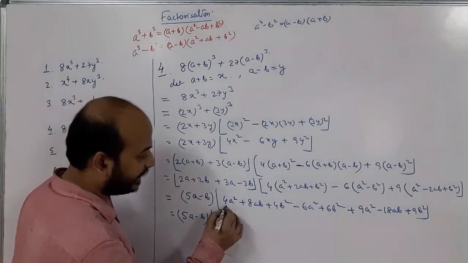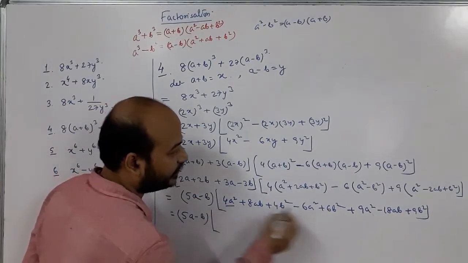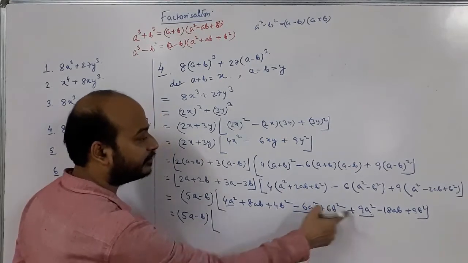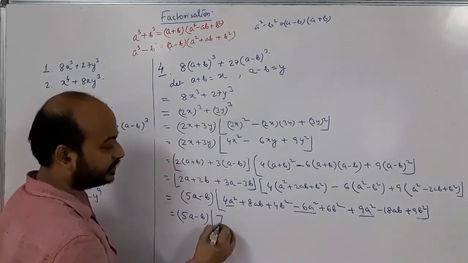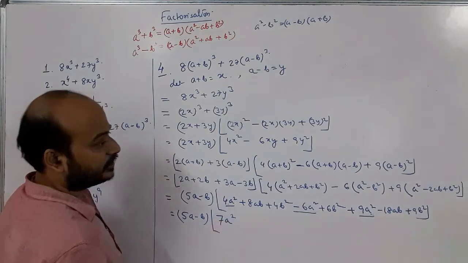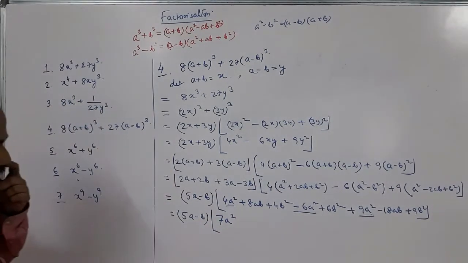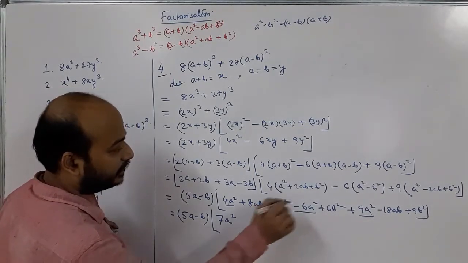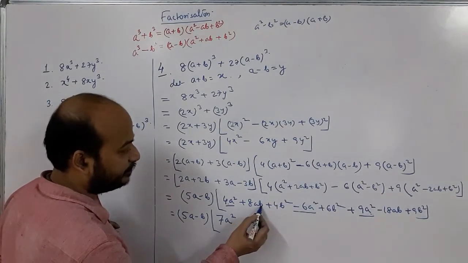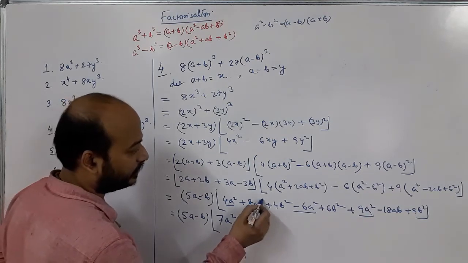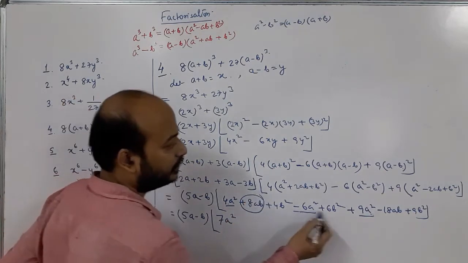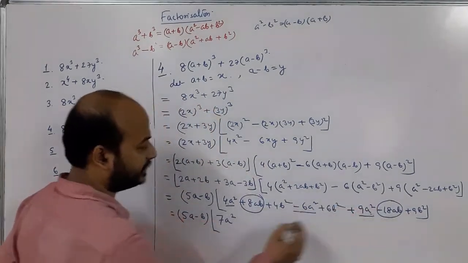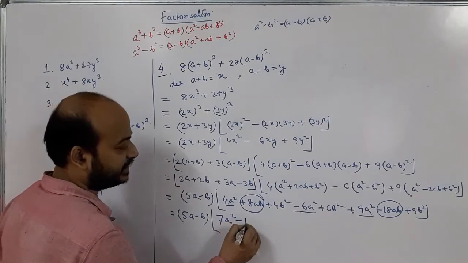Now first we will see all the a square. So I get 4a square and plus 9a square as 13a square, and 13a square minus 6, so we get 7a square. Okay, 13 minus 6, so that is 7a square. Now again, if you see this ab portion, you have one 8ab here, and you have minus 18ab, so plus 8ab minus 18ab will be minus 10ab.